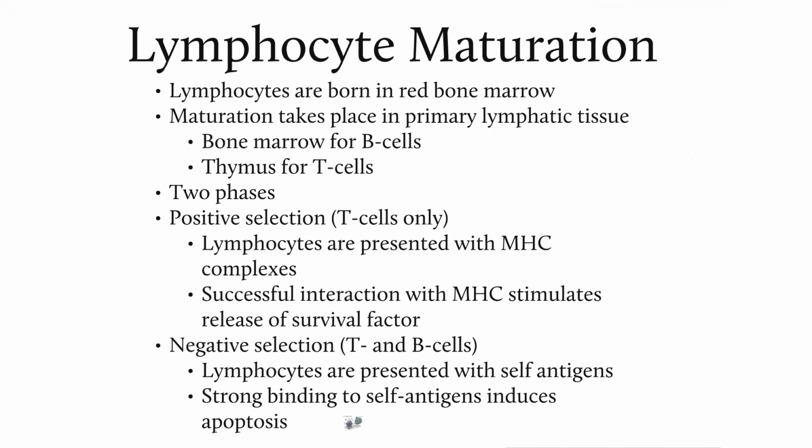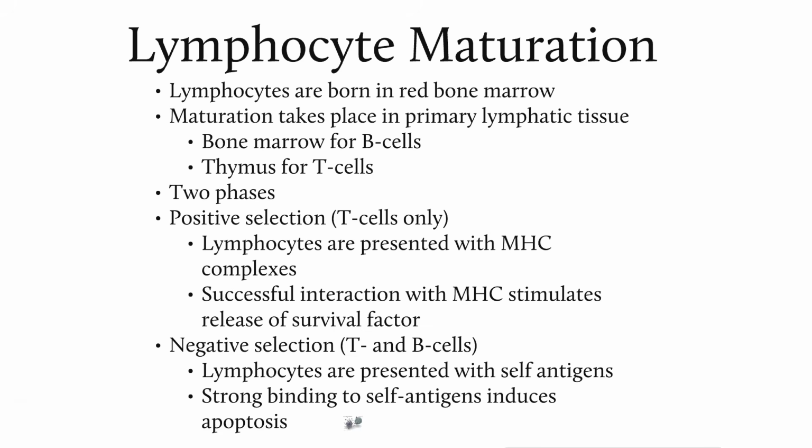This summarizes the process of that maturation. All lymphocytes are born in the red bone marrow. The maturation takes place in the primary lymphatic tissue. That's the bone marrow for the B cells and the thymus for the T cells. T cells go through positive selection and negative selection. B cells only go through negative selection.